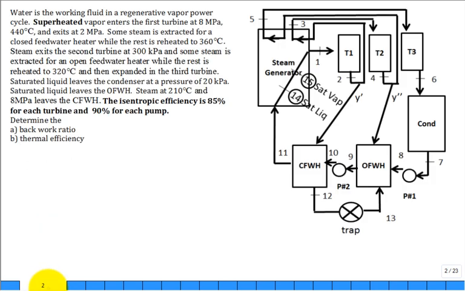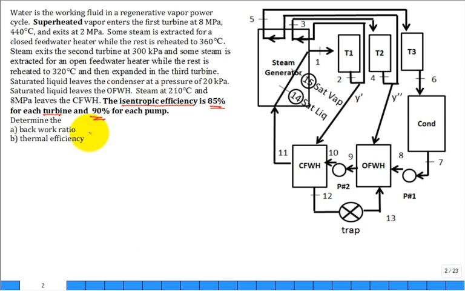So this is a long problem right here. And in this problem, you may get something like, oh, the isentropic efficiency of each turbine is this much. I'm not going to work this problem. I'm just going to step you through how you would handle that new piece of information. As well as, oh, the isentropic efficiency of each pump is 90%.